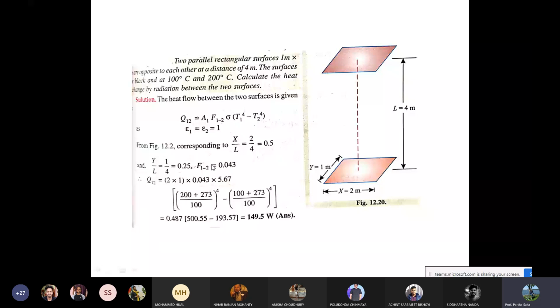Now from this figure, X by L, this divided by L, that is 2 by 4, 0.5, and Y by L, this by 4, is 0.25. So F12, again from figure 12.2, you have to see, and it is 0.043. Then Q12 will be A1, that is 2 into 1 area, times 0.043, times the Stefan-Boltzmann constant 5.67, times (200 plus 273) divided by 100 to the power 4, minus (100 plus 273) divided by 100 to the power 4. We calculate 149.5 watt.